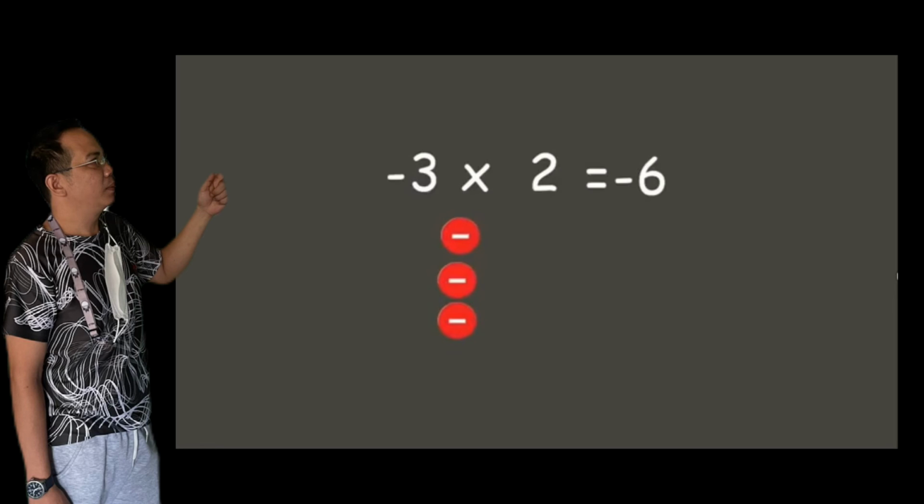And then we need to multiply it to 2. So we need to make two groups of 3 negatives. There you go. And since our multiplier is already a positive integer, there's no need for us to flip it over or get its opposite. Therefore, this is already our answer. We have 6 negatives. Now, let us try some more examples without using counters.